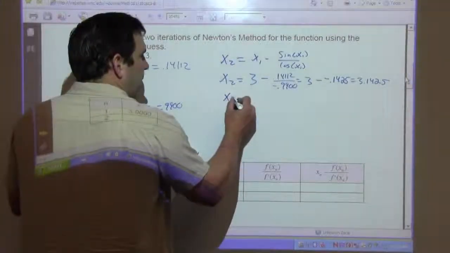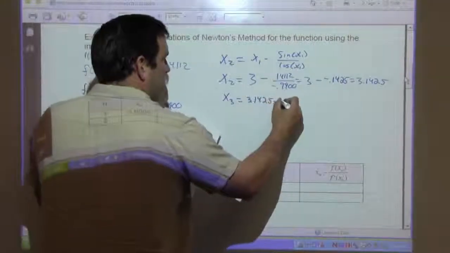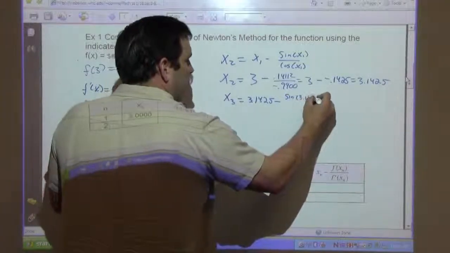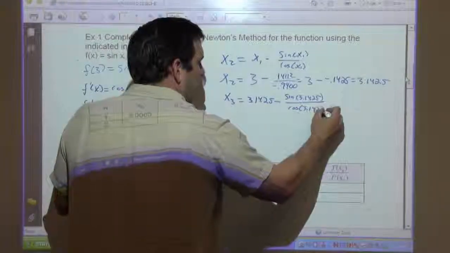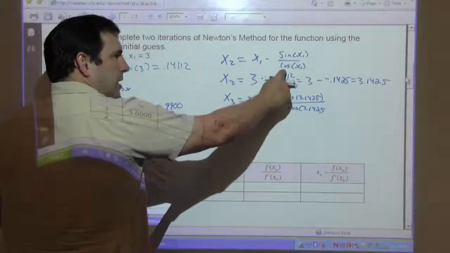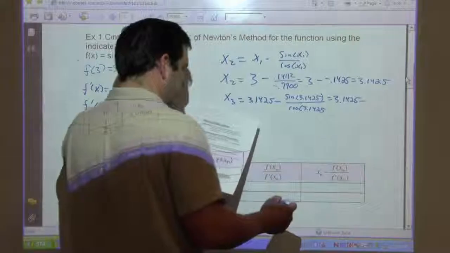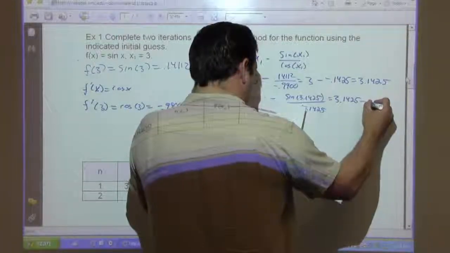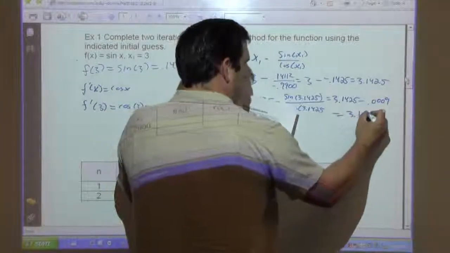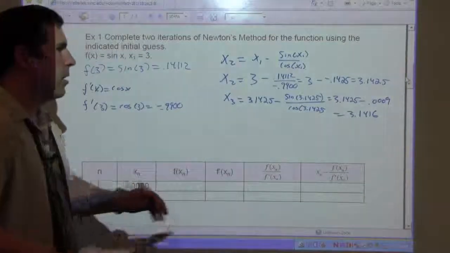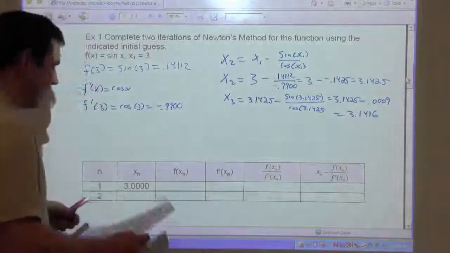So now we'll go to x3. That's going to be this answer, 3.1425 minus sine of 3.1425 over cosine of 3.1425. And again, sine's the original function, cosine's the derivative. This is going to be 3.1425 minus 0.0009, which is 3.1416. 3.1416 is really close. It's 3.14159, and it goes on forever, obviously.